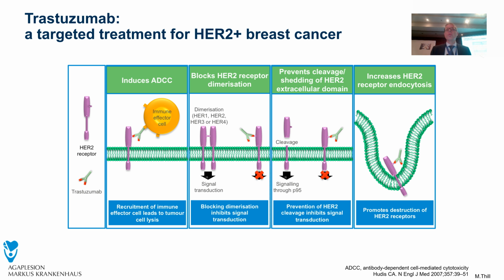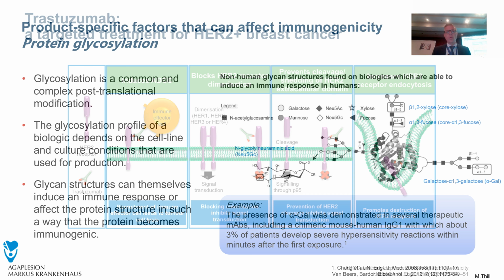This is what I mentioned before about Trastuzumab. Like different other antibodies, it has different characteristics and different functions. It can induce ADCC, it can block the receptor, and it can prevent cleavage and shedding of the receptor, because if you don't have an extracellular domain, of course, there's no binding anymore. So therefore, we have to avoid this, and it increases HER2 receptor endocytosis. These are different modes of action, and all of this has to be proven in the biosimilar development process. And this is what I think of a mode of action: it's not that easy, it's more complex.